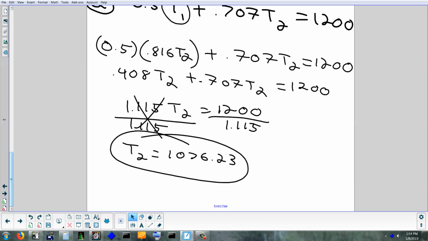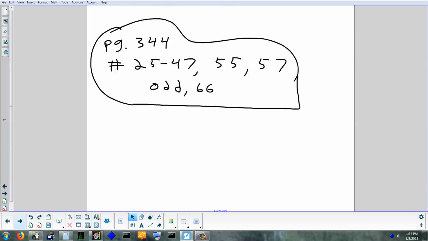Okay. So that word problem, that one's challenging. It's not an easy one. It's a tough one. The velocity one, I hope, was a little easier than this one. But that's a tough one.